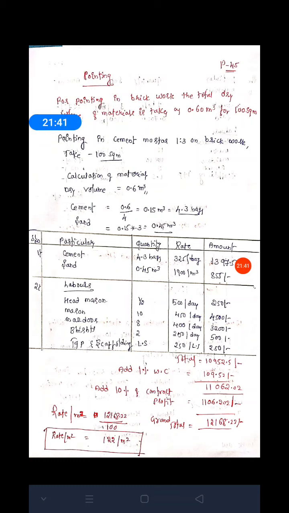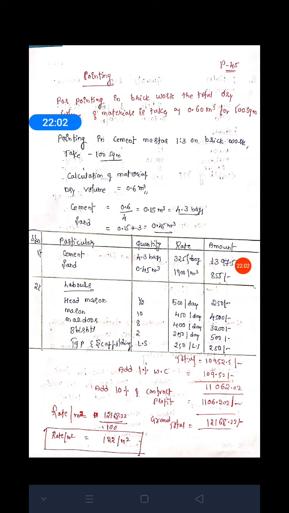0.15, and this 0.15 divided by 0.0347. Therefore the number of bags we get here is 4.3 bags per 100 square meter. And the sand is equal to 0.15 into 3, then we get 0.45. And again we should prepare a tabular column like this. So serial number, particulars, quantity, rate and amount.